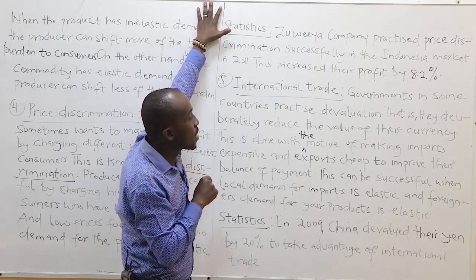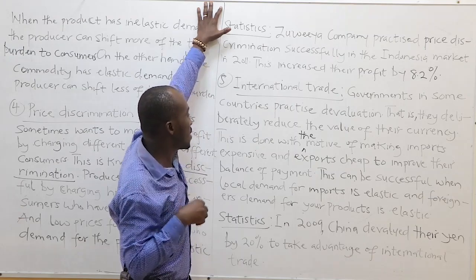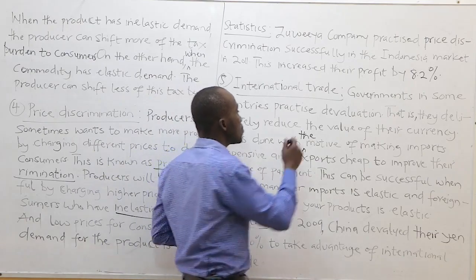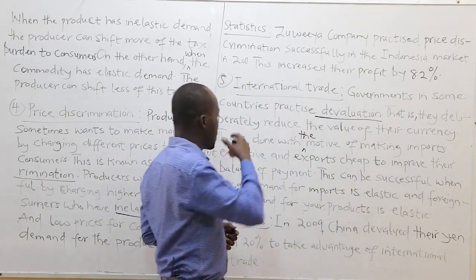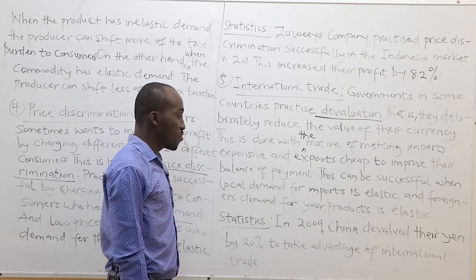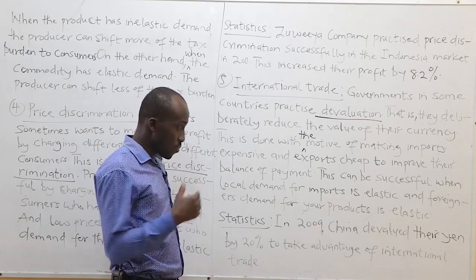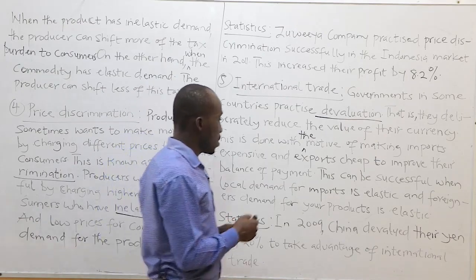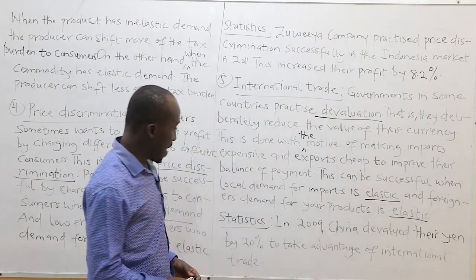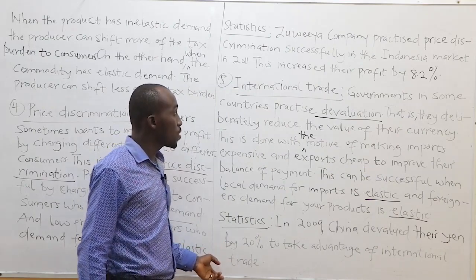International trade. Governments in some countries practice devaluation. That is, they deliberately reduce the value of their currency. This is done with the motive of making imports expensive and exports cheap to improve their balance of payments. This can be successful when local demand for the product is elastic and foreign demand for the product is also elastic. In 2009, China devalued their currency by 20% to take advantage of international trade.